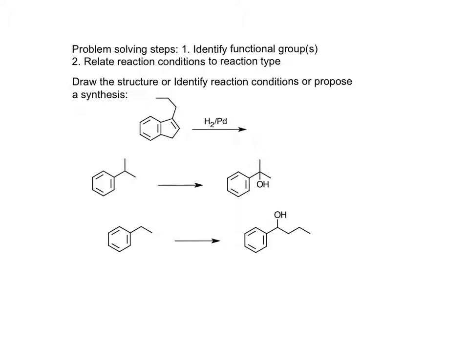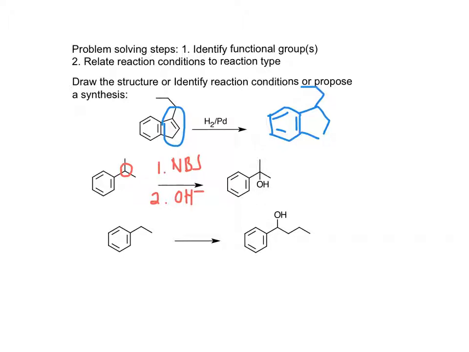So let's practice applying your organic chemistry skills. For each reaction, identify the product or describe a synthesis. For the first reaction, the hydrogenation occurs at the non-aromatic part of the molecule, and it will produce this product. For the second reaction, we want to replace an H at the benzylic carbon with an OH. So one way to do it is by this method.